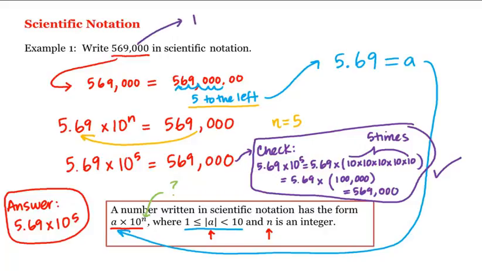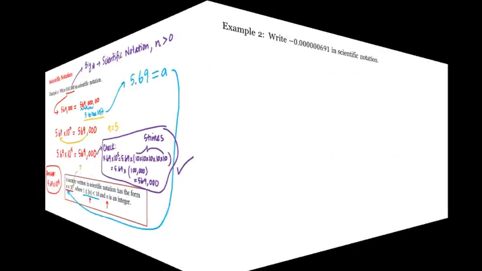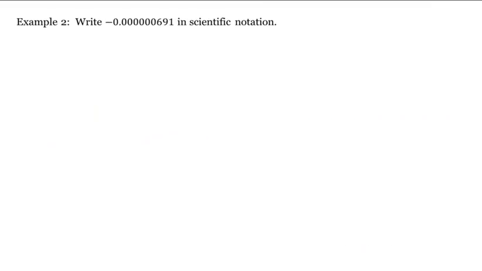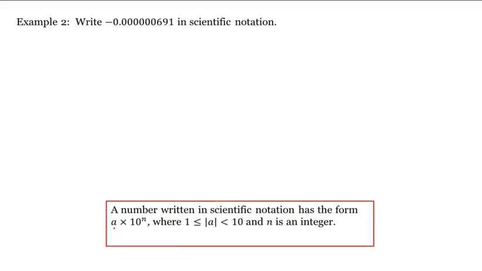So to go from a big number to scientific notation, n is positive. What about the other way? In other words, what about going from a small number to scientific notation? Again, we'll need to find our a and our n, where a is a number in absolute value between 1 and 10, and n is an integer.